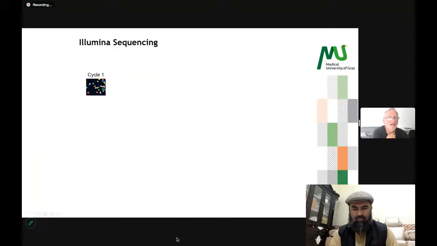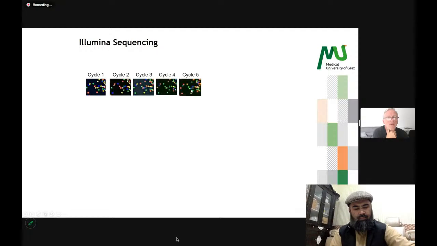So for each cycle, the labeled nucleotides are put into the flow cell, and they bind wherever they find a corresponding template strand. Then a photo is taken of the whole flow cell and recorded, and this gives you the sequence information, which leads to hundreds of millions of reads, which are finally annotated to the human reference genome.